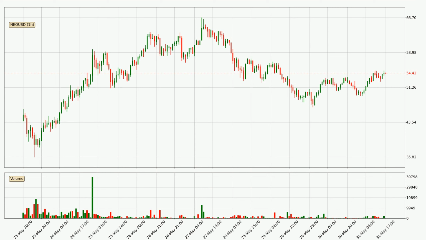Looking at the NEO hourly time frame, the price moved quickly to the upside with around 4.3% in the last 24 hours, with a current price of 54.4. However, the volume wasn't especially high, so this move wasn't very strong.